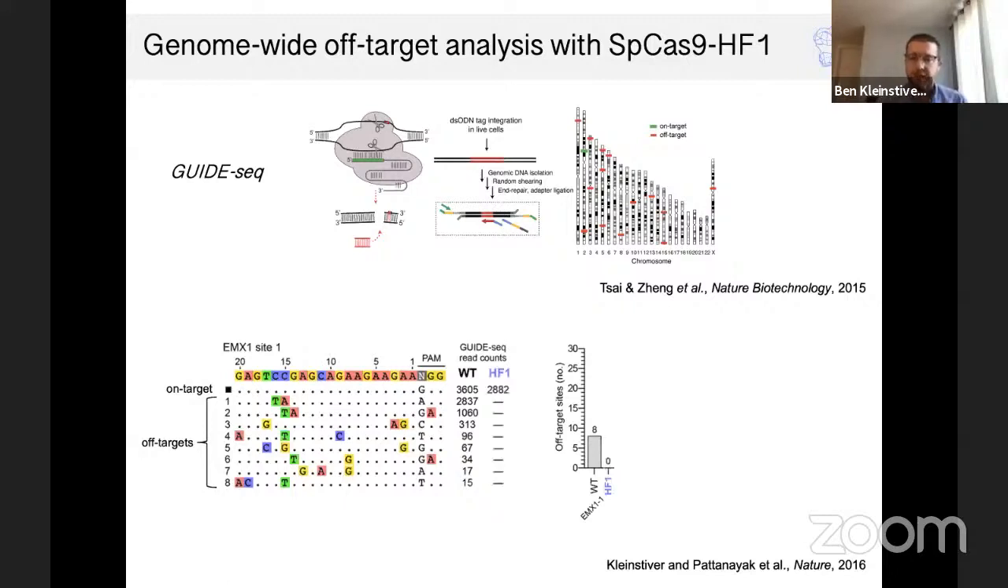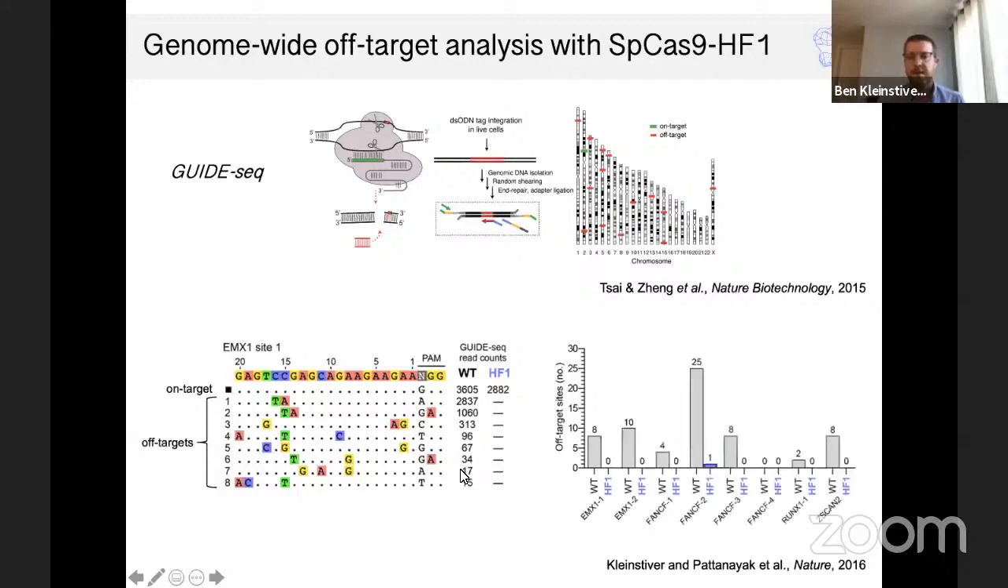But when we use the high fidelity protein that we engineered, we are still able to observe high levels of on-target editing, but now essentially no levels of off-target editing as detected by GUIDE-seq. Across additional sites, we saw essentially the same trend, where with the wild-type protein, we observed anywhere from 4 to 25 off-targets, but with the high fidelity protein, for most of these sites, we completely eliminated off-target effects.